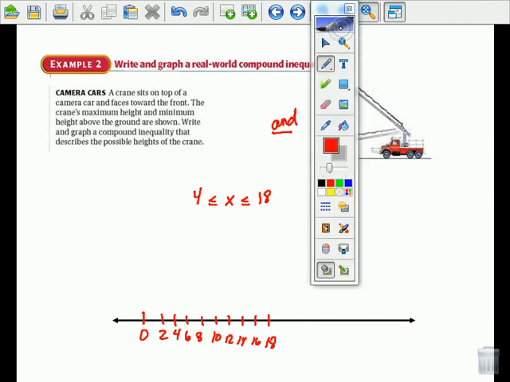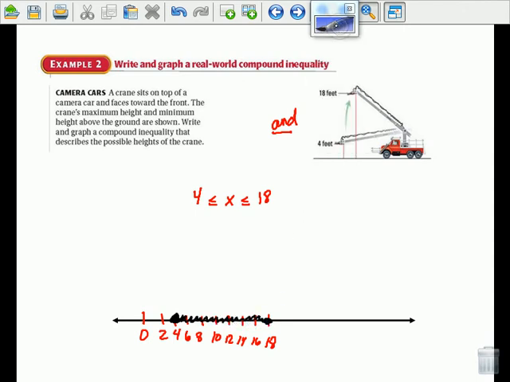And these are both closed circles. So we put one on the 4, we put one on the 18, and we shade in between. So the height of the crane can be any of these distances from 4 to 18 feet.